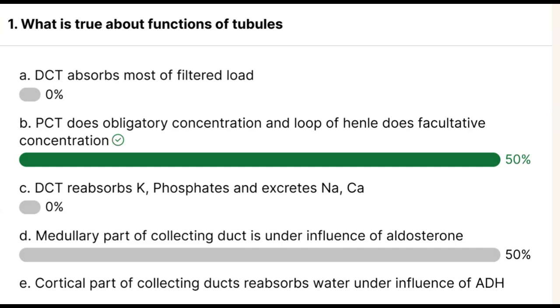And then the next two choices, it's similar over here that the opposite is true, and that's why the statement is false. So the medullary part is actually responsible for water reabsorption under the influence of ADH, while the cortical part is responsible for the ion balance, and that is under the influence of aldosterone. So I hope that's clear. Does anyone have any doubts? Okay, if not, I think we can go to the next question.